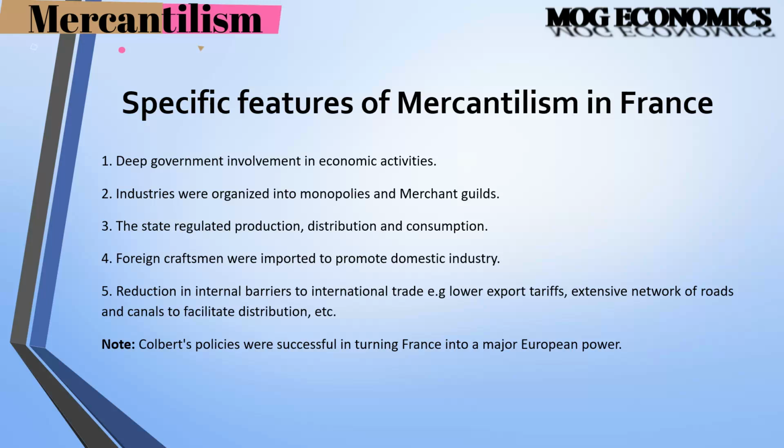So you have foreign craftsmen imported to promote domestic industry. Where they didn't have the expertise to manufacture some products, they imported foreign experts to help their domestic industry. And then reduction of internal barriers to trade, and of export tariffs. Then you have an extensive network of roads and canals to facilitate distribution, shipping and everything like that. So all of these were recommended policies that the governments really worked on.